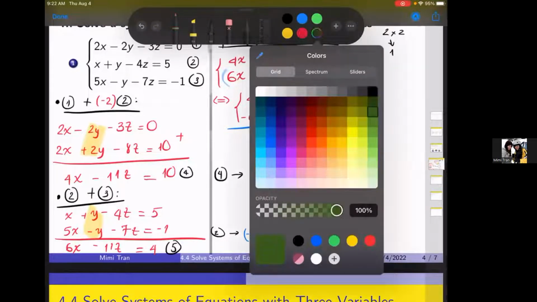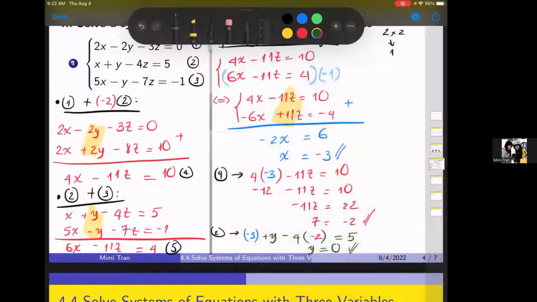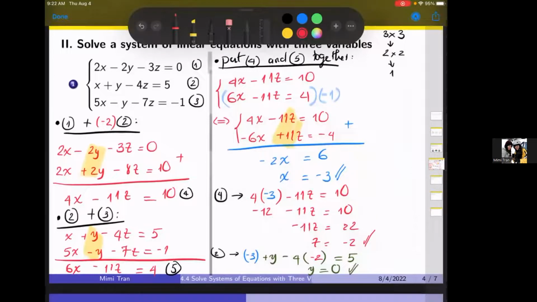So you got x, you got z, and you got y. And I would recommend you write it in triple order. Remember, we have double order, x, y, now x, y, z. So it's going to be what? Oh, I'm sorry, -3 for x, 0 for y, and then -2 for z. And that will be your final answer.